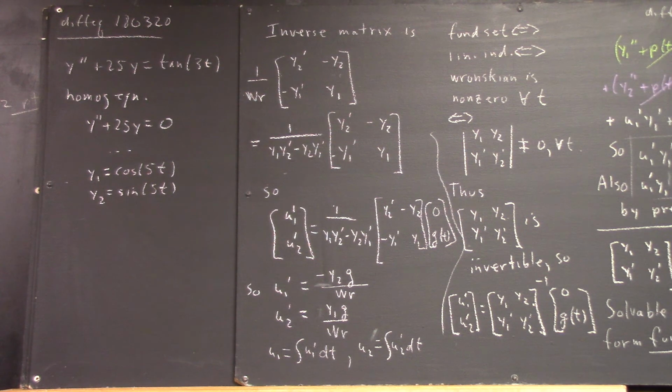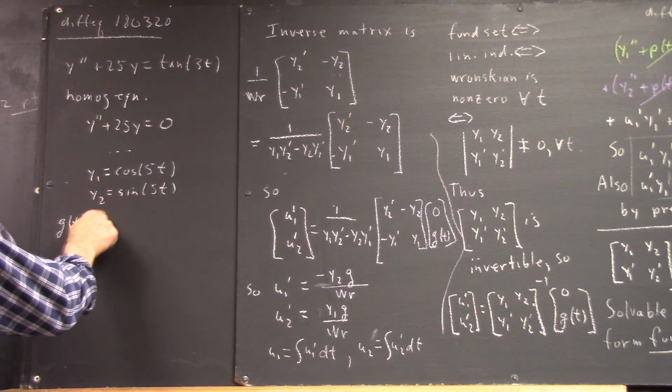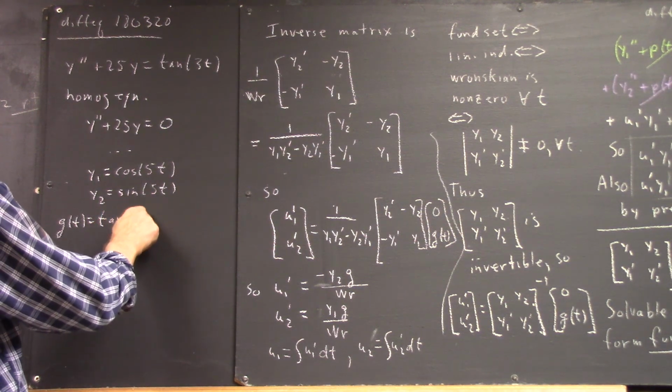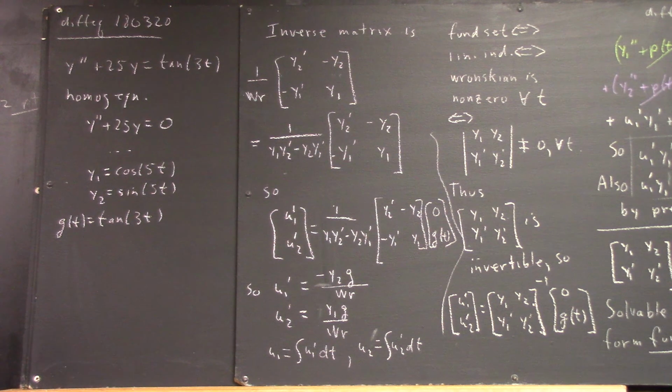Right? Now your g of t function, pretty clearly, is your tangent of 3t. It's the non-homogeneous part of the equation. The non-homogeneous term on the right, okay?